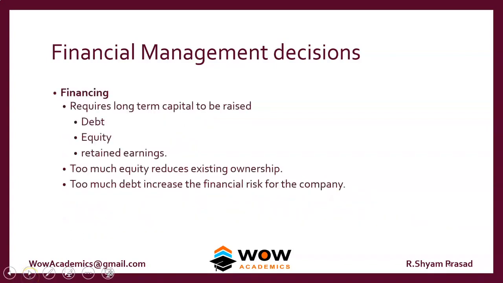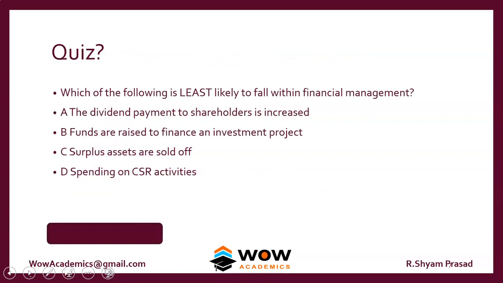The last part of the financial management decision is financing. The company has many sources of finance, so they can raise money through debt, equity shares, or retained earnings. Within each of these categories there are still subcategories available. If a company issues too many equity shares, it reduces the existing owners' proportional ownership. If the company issues too much debt, that will increase the company's financial risk. So the company has to make an appropriate decision on which capital to use, because any capital comes with advantages and disadvantages. We'll have a quiz now.